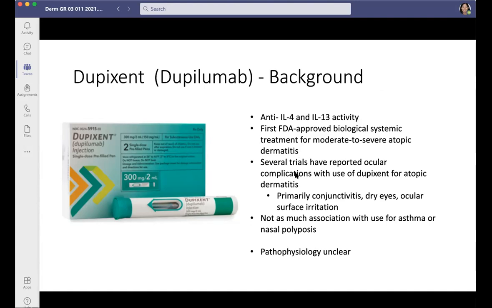The pathophysiology for the increased ocular complications with Dupixent is not totally clear, but the hypotheses out there have primarily been centered around something specific to atopic dermatitis, perhaps increased activity of atopic dermatitis specific ligands because of the blockage of IL-4 and IL-13. But this seems to be specific to AD patients rather than all comers using this medication, since they didn't see quite as much in the way of ocular complications for the asthma or nasal polyposis patients.